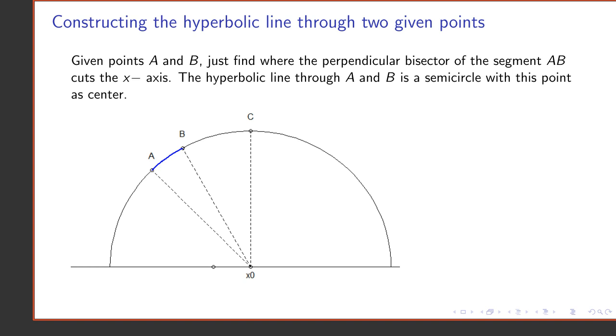And how do we construct this? That's quite easy. Form the segment AB, construct its perpendicular bisector. The place where it intersects the shoreline is the center of the circle, and then we just draw a circle centered on x naught, passing through A, also passing through B.